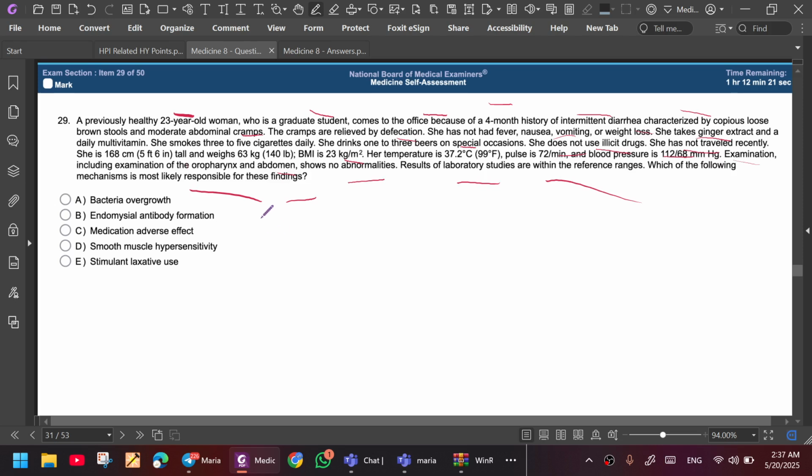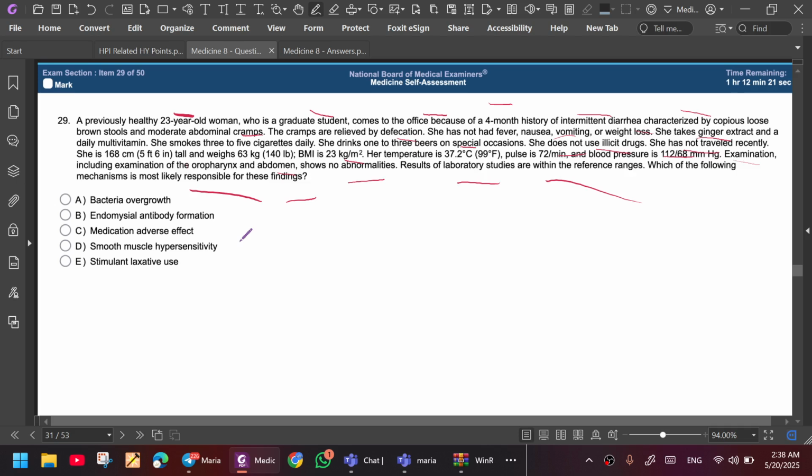Hmm. What medication does she take? Ginger extract. Hmm. Laxative. Is it laxative abuse? Are they stimulating loose stools? Is she using something? I feel like it's laxative, or it looks like she's had laxative trouble recently. It looks like laxative, but I don't know.